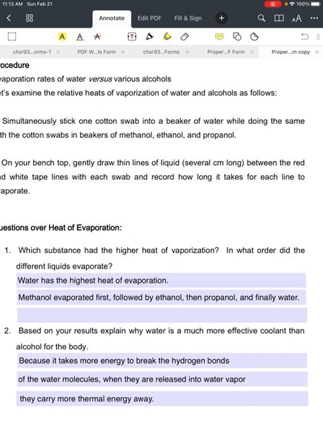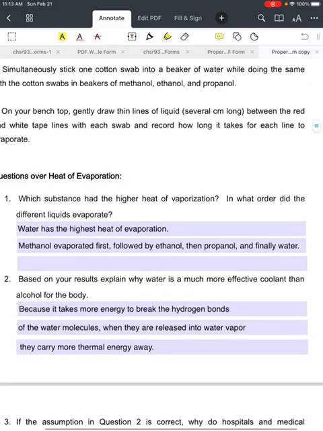And I phrased it this way, as you can see on the screen. Water is an effective coolant because it takes a lot of energy to break the hydrogen bonds of the water molecules. When they are released into water vapor, they carry more thermal energy away. Because they took more energy to break those hydrogen bonds, they can carry more thermal energy away, but in this case, it's heat energy or thermal energy.